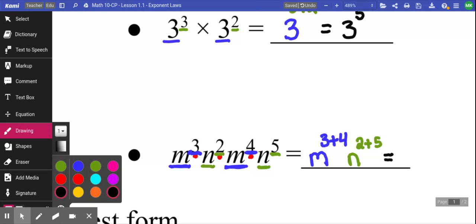If I was to finish this off, that means my m would be to the power of 7, because 3 plus 4 is 7. And n would be to the power of also 7, because 2 plus 5 is 7. Same letters can go together. If they are different letters, they cannot combine. You just leave them the way they are. That thing is called simplified form.